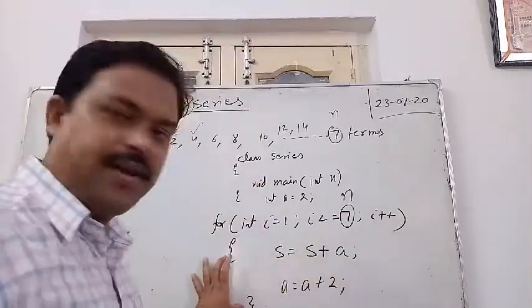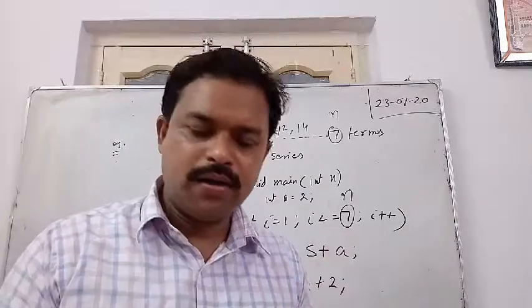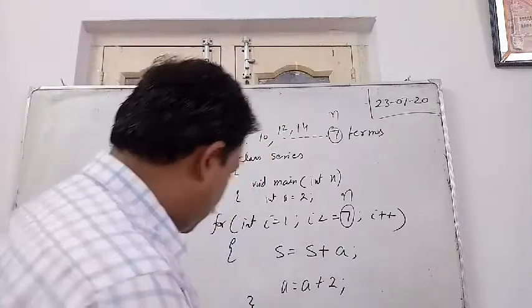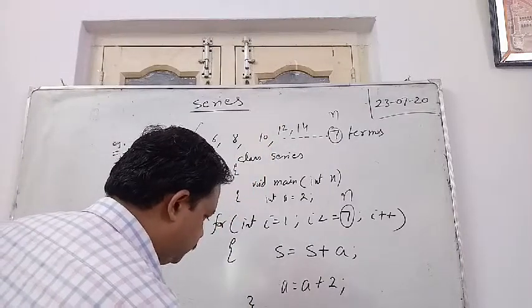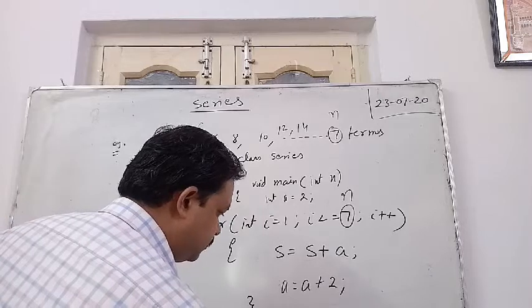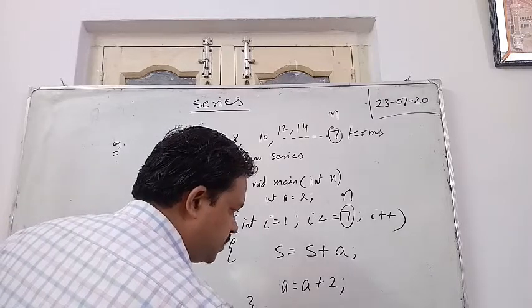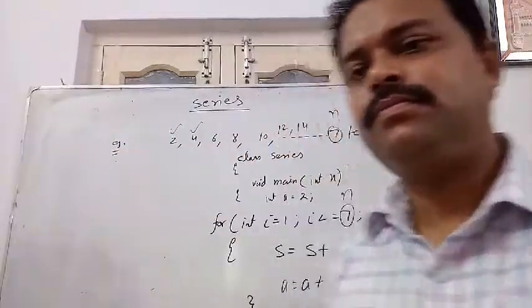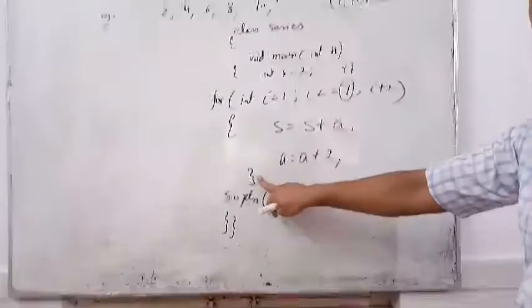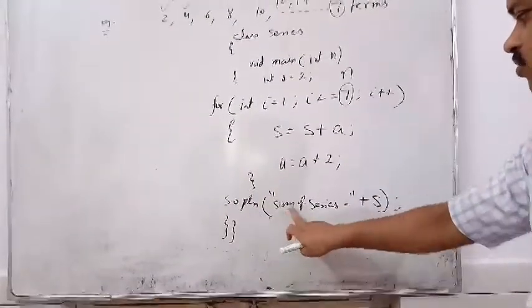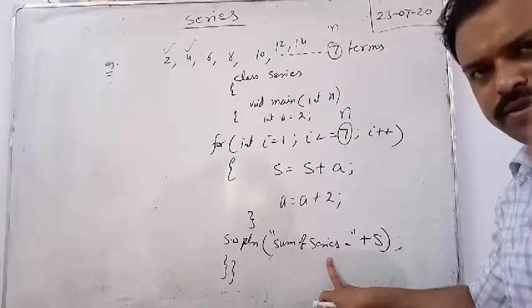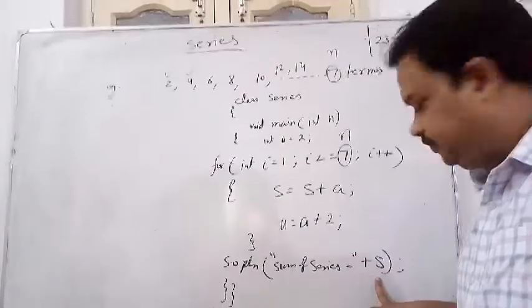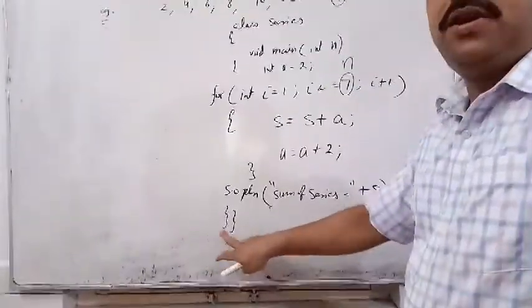Once the loop terminates, meaning the number of terms are over, at last you just print with a suitable message. What? System.out.println sum of series is equal to plus S. Outside the loop, you just println sum of series. Give a suitable message. You can give the message sum of series plus S. Semicolon. Closing of main, closing of class.